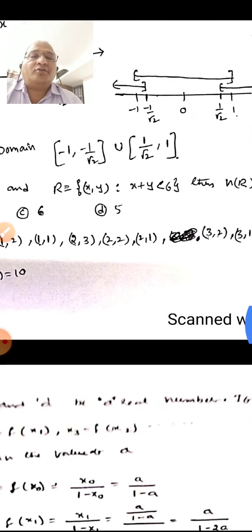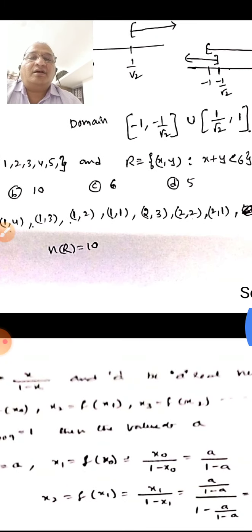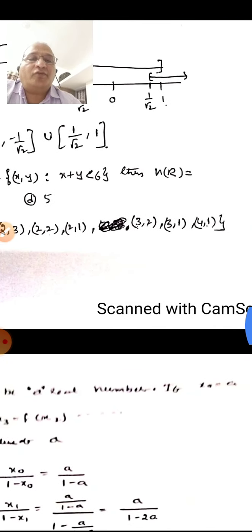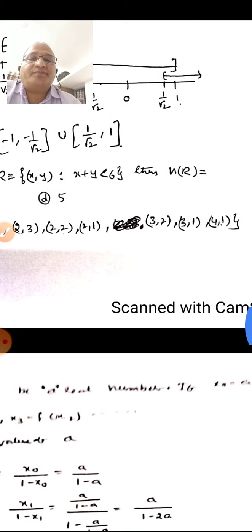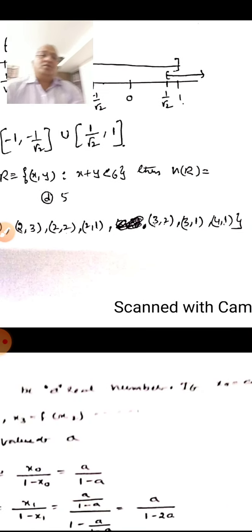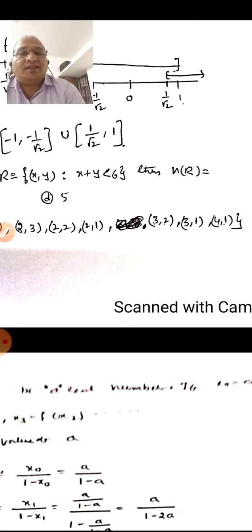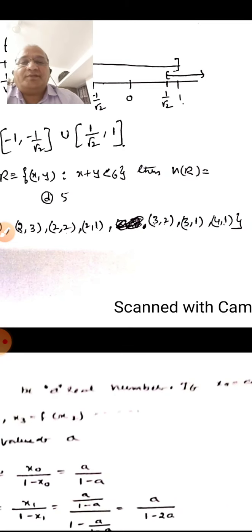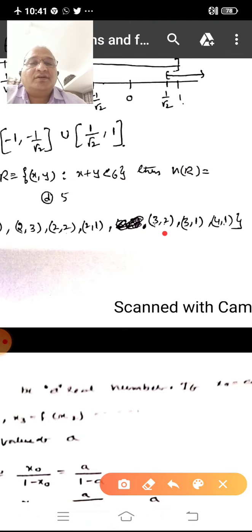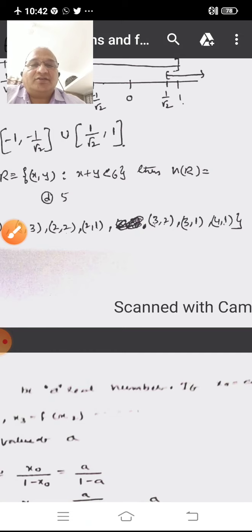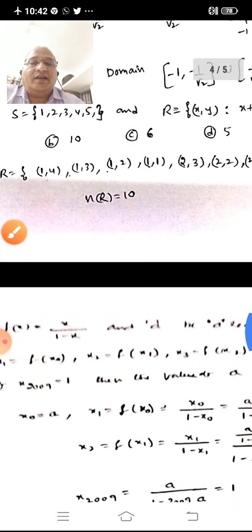So here you observe all the elements whose sum of the first value and second value, both x value and y value, is less than 6. Observe all the values: 3 plus 2, 3 plus 1, 4 plus 1, all values are less than 6. Totally we will get 10 elements in the set.